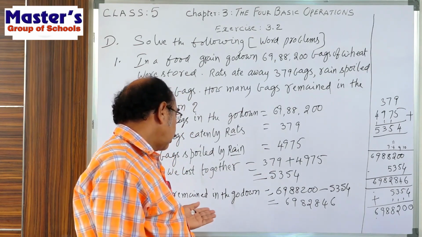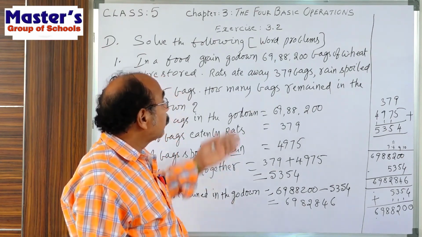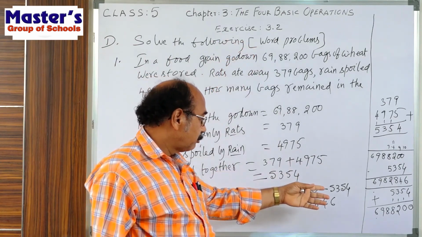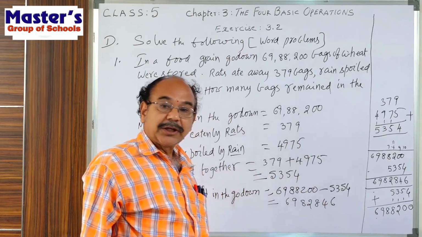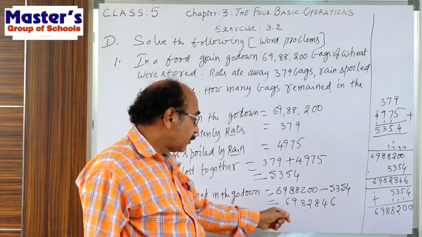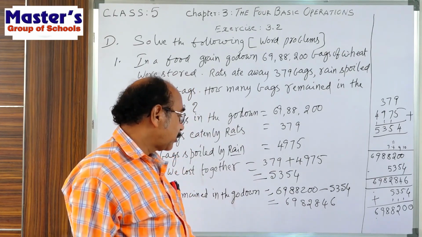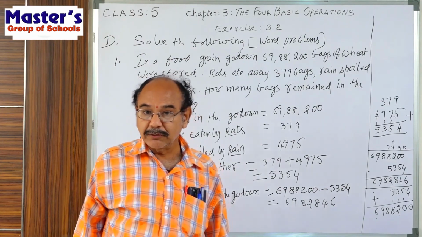Now, the number of bags remained in the godown means in the beginning that much stock is there. From that stock, bags lost, how many bags did we lose? 5,354. That is subtracted. Then we got this. This is the number of bags remained in the godown. This is the procedure. Okay students.